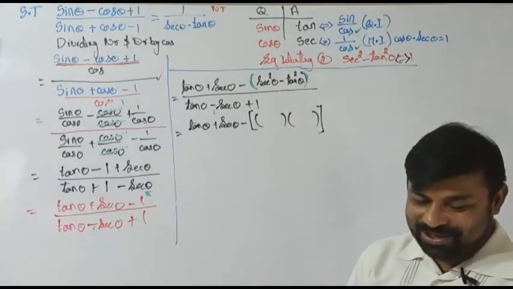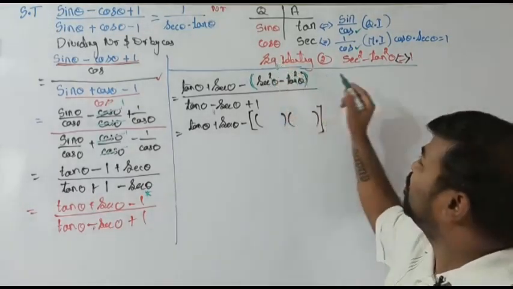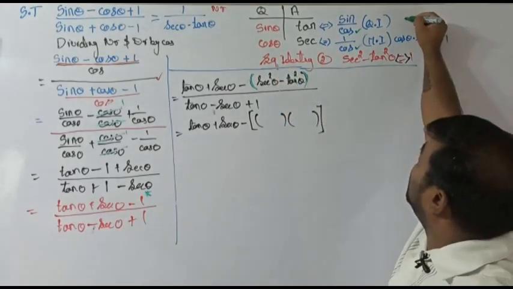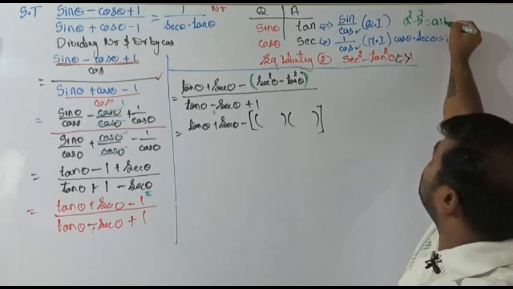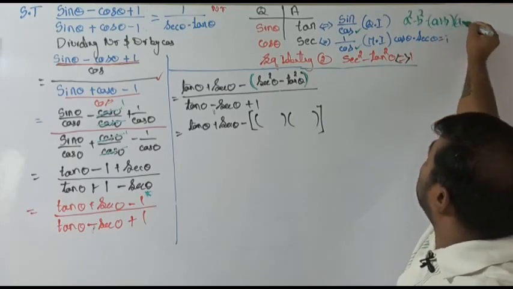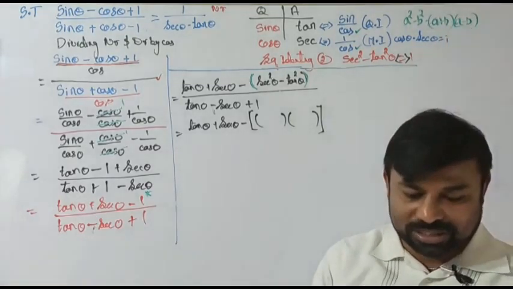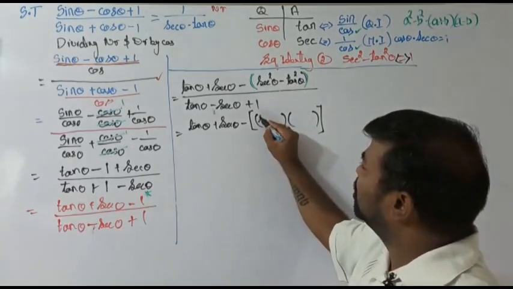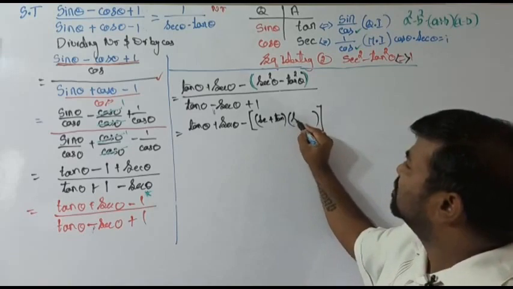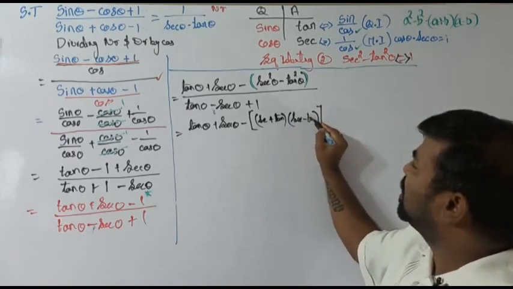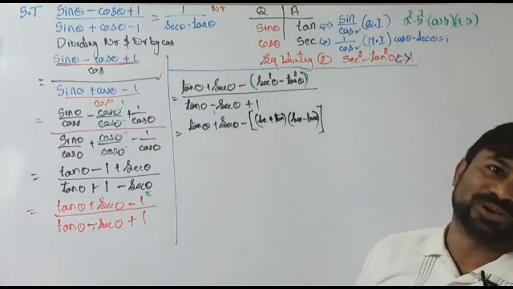You have to think on that. You know, this is a square minus b square. Right, a square minus b square is nothing but a plus b into a minus b. I like to use that formula. Here it became secant theta plus tan theta and secant theta minus tan theta. This is what the logic is.